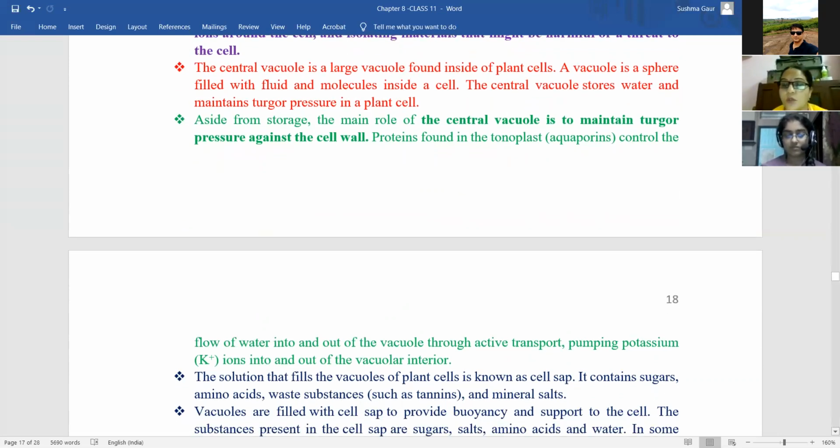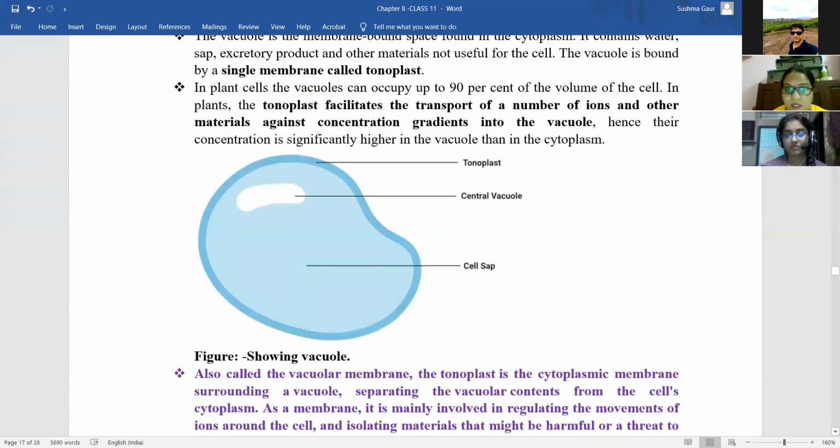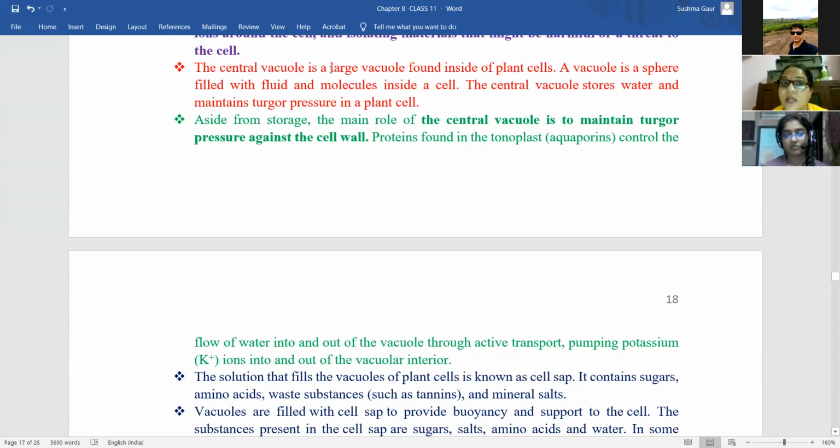And there is one more thing, the central vacuole. So what is this central vacuole? This central vacuole is a large vacuole that is found inside the plant cell. A central vacuole is present in case of plant cell. So a vacuole is a sphere filled with fluid and molecules inside a cell. And what does the central vacuole do?